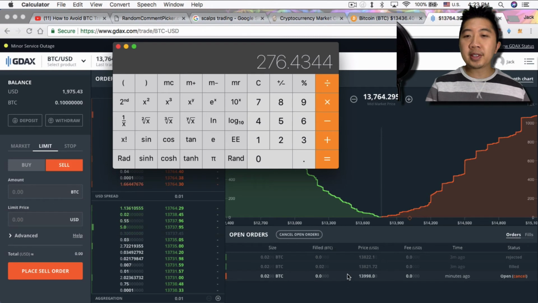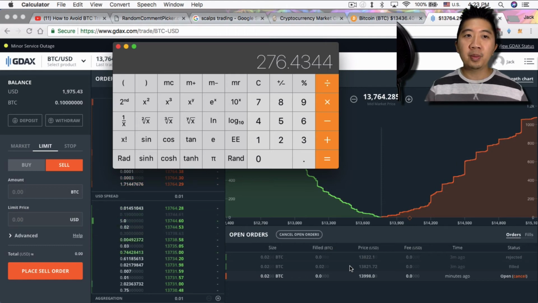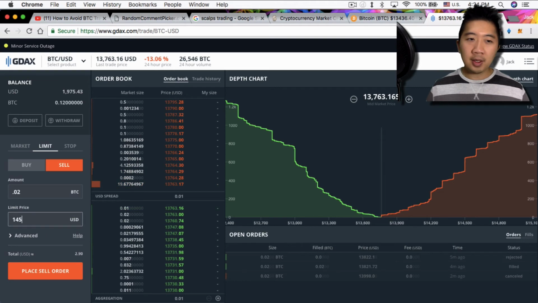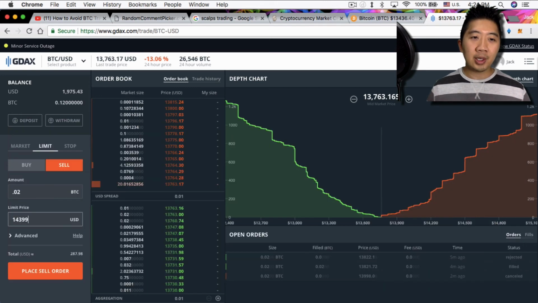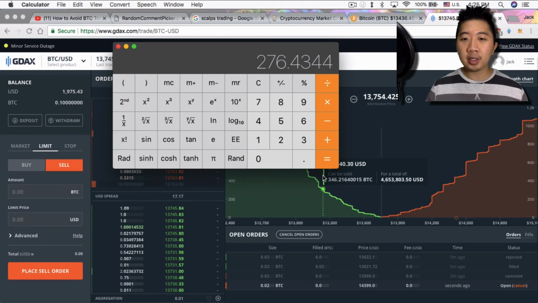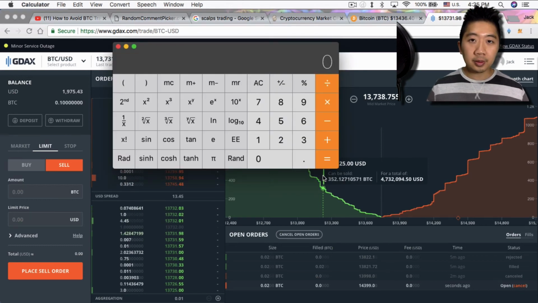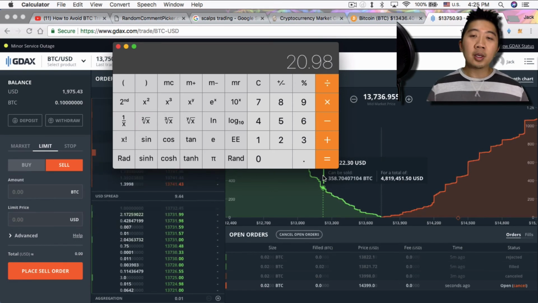I paid $276 to buy those 0.02 Bitcoins, at no fee, obviously, because it's a limit buy order on GDAX. So I'm gonna set a new sell, because I'm gonna make only $3 for that one. I'm gonna set it a little bit higher, to 14,500. Nah, it's still too even. You want some random number, like 14,399. Again, I bought it at 13,821.72 times 0.02, so I would spend $276. Then if I sell it at 14,399 times 0.02, that's $287. So I made about 20 bucks.